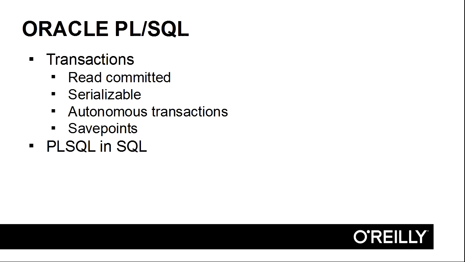The two last chapters, we're going to talk about transactions and how to handle them and interact with any transaction errors in PL/SQL. We're going to talk about the basic read committed transactions, which is what you get by default in Oracle. Then we're going to talk about serializable transactions, which you might want to use, and autonomous transactions, which I'm sure you're going to find a way to use because they're very handy. Then we're going to talk about savepoints.